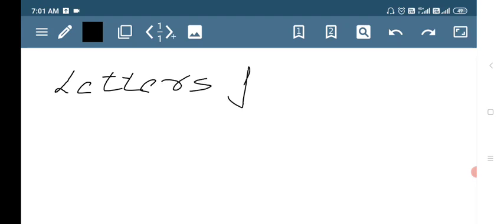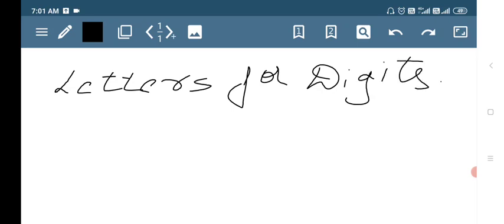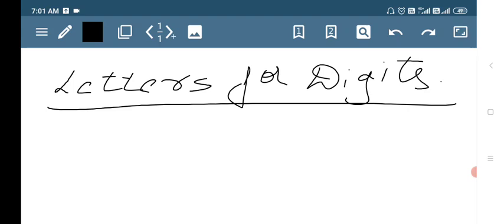Now we will understand the next topic from your textbook, that is letters for digits. Letters for digits. Okay. So what is letters for digits?